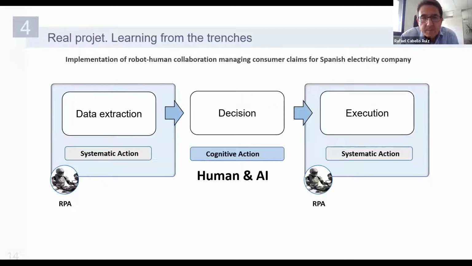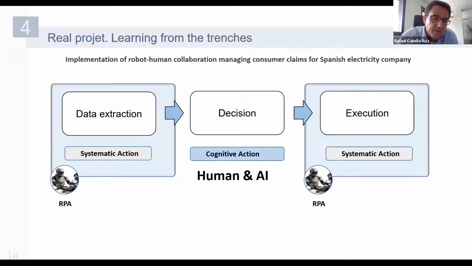Well, this is good, but the real thing is that we have delivered this in a real project for an electrical company to manage claims. We are talking about 6,000 claims a month. It took more than 20 minutes to perform all the actions related to managing a claim, when a client says, hey, I don't want to pay this 200 bill.